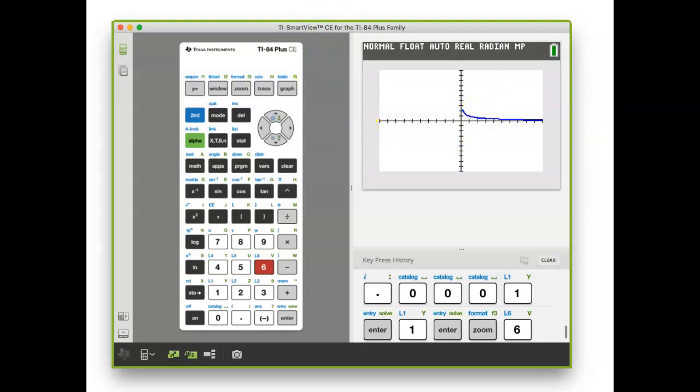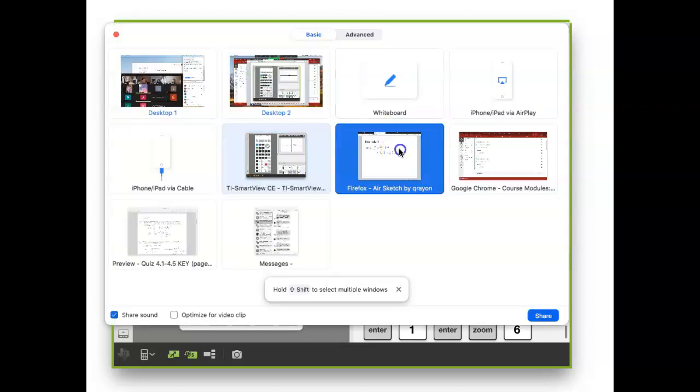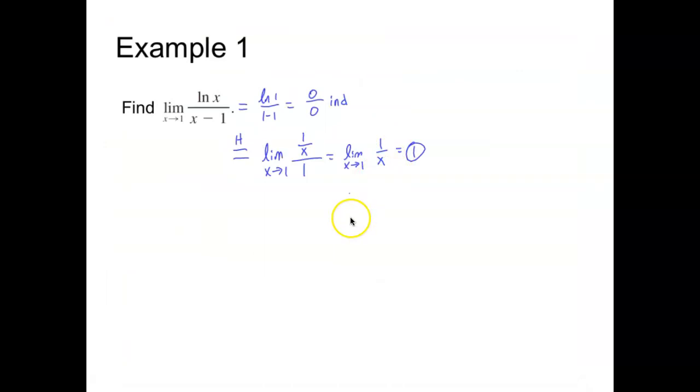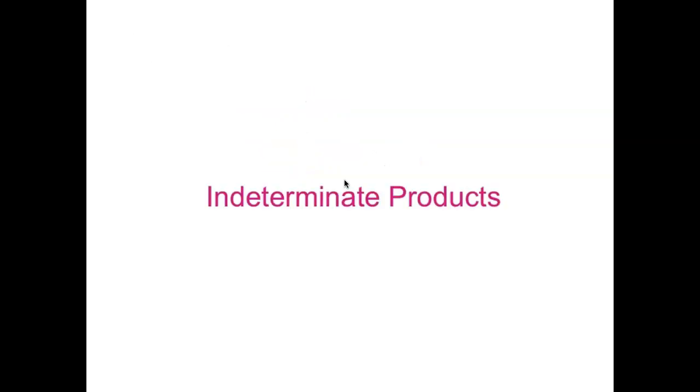But now we have a way to do this analytically using calculus, and that's just L'Hopital's rule. So let's take the derivative of the numerator, take the derivative of the denominator, and reevaluate the limit. The important thing to remember is you first need to verify that it is in an indeterminate form before you try and apply L'Hopital's rule. All right, let's see another couple examples.